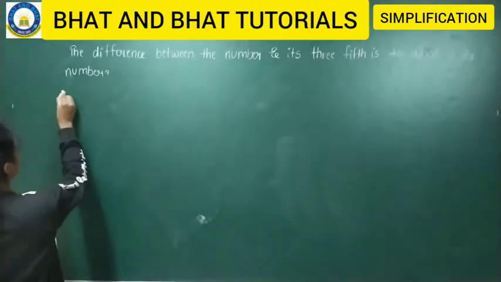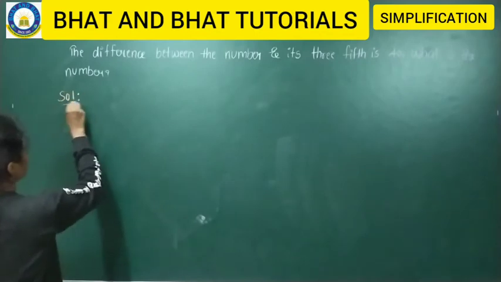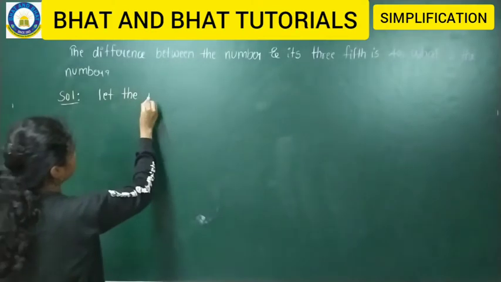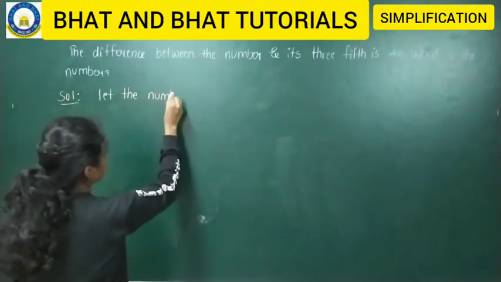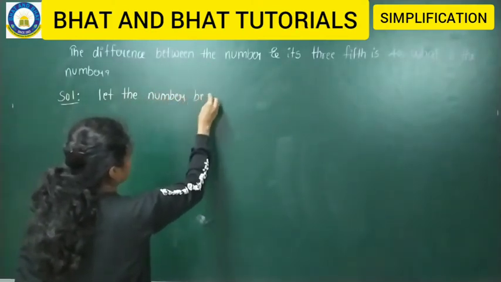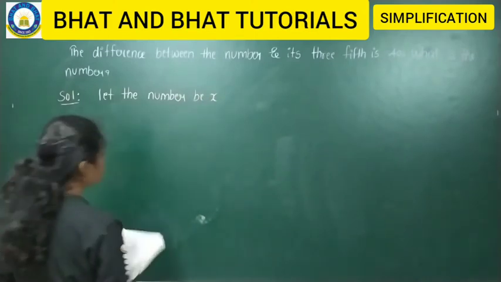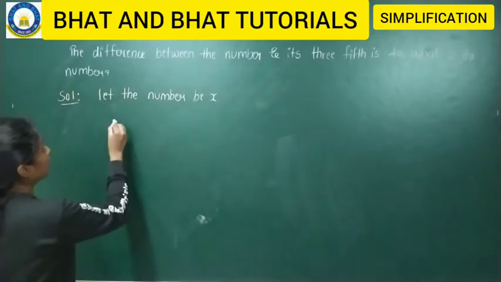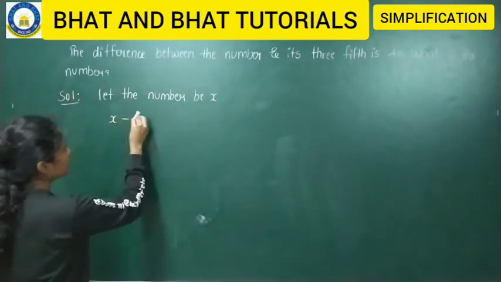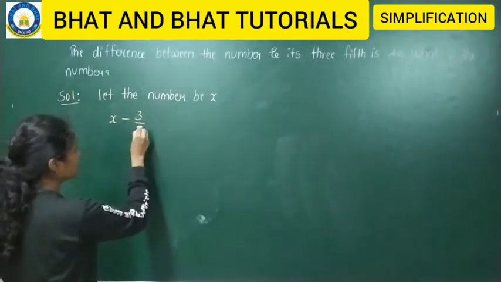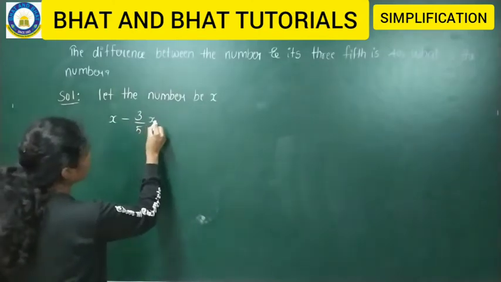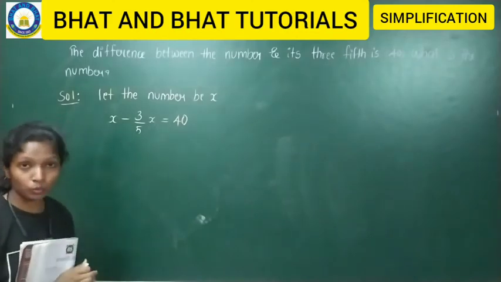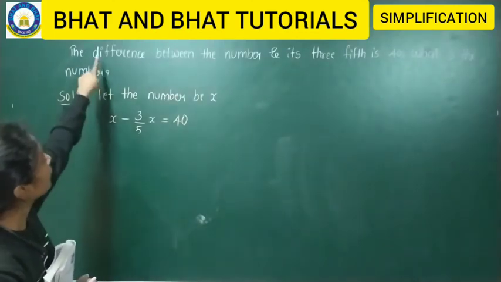Let the number be x. Since we don't know the number, the first sentence will be: let the number be x, because we don't know what the number is, so we are considering the number as x. And they are telling that the difference between the number and its 3/5 part will be equal to 40. How will you get to know? You have to write it like this only.